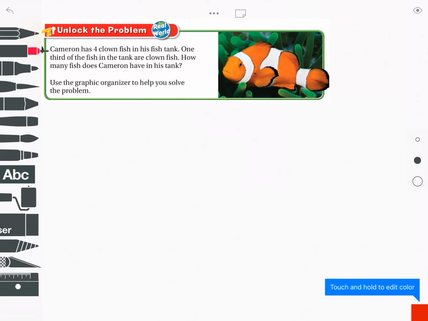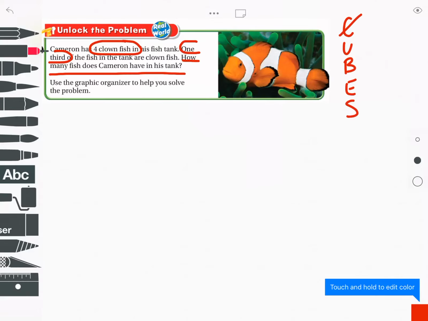Because this is a word problem, I'm going to write my cubes over to the side, and I'm going to read it a second time using cubes. Cameron has 4 clownfish in the fish tank. 1/3 of the fish in the fish tank are clownfish. How many fish does Cameron have in his tank? All right, so I circled the numbers in units. I underlined the question. Now I can box in keywords if I see any.